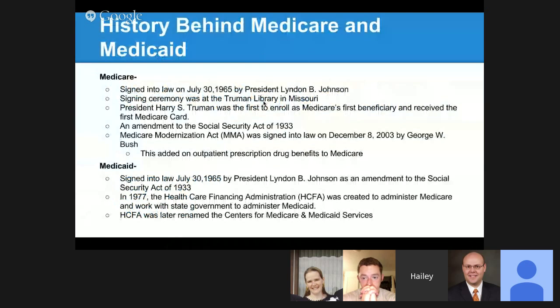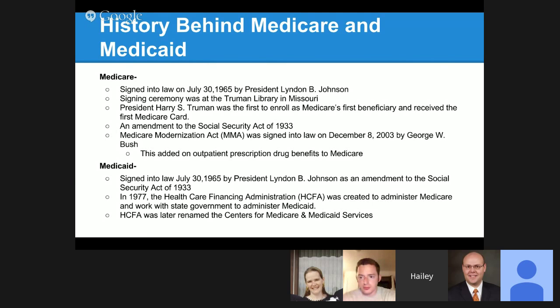Okay, so some history behind Medicare and Medicaid is it was signed into law on July 30th, 1965 by President Lyndon B. Johnson. At the bill signing ceremony, which took place at the Truman Library in Independence, Missouri, former President Harry S. Truman was enrolled as Medicare's first beneficiary, and he received the first Medicare card. Johnson wanted to recognize Truman, who in 1945 had become the first president to propose national health insurance, an initiative that was opposed at the time by Congress.